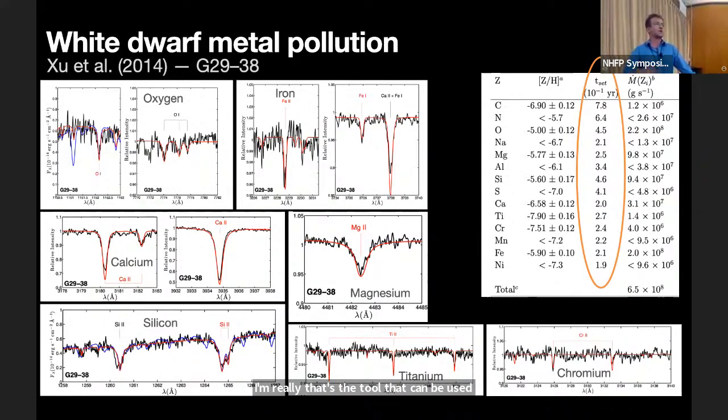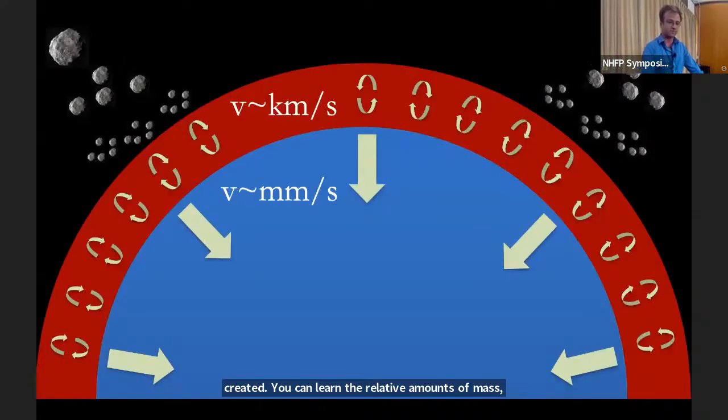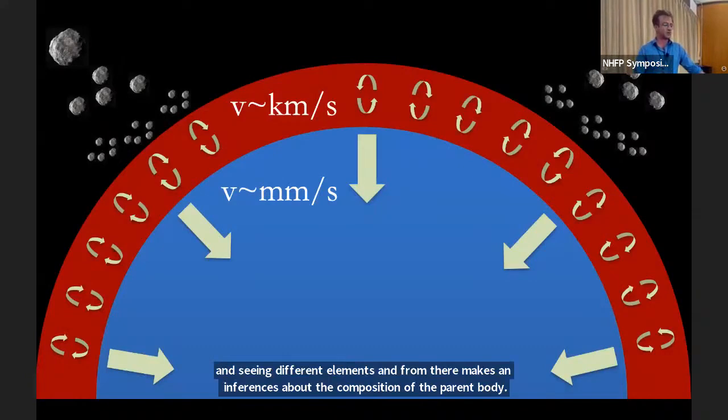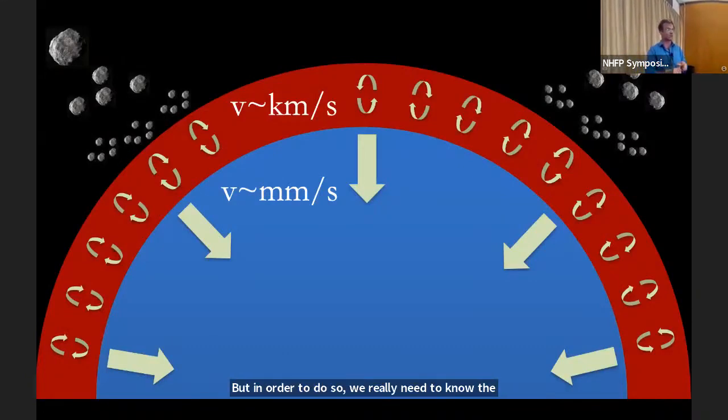So we can learn about the amount of mass that's been accreted. We can learn the relative amounts of mass between different elements, and from there, make some inferences about the composition of the parent body. But in order to do so, we really need to know the white dwarf atmospheric physics very well.